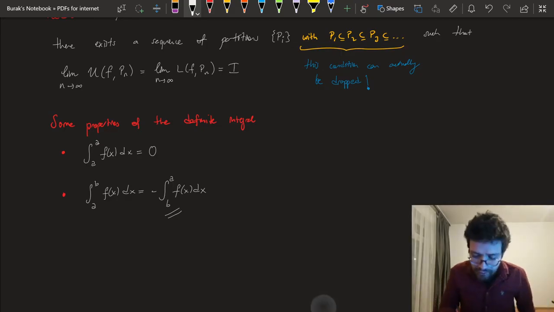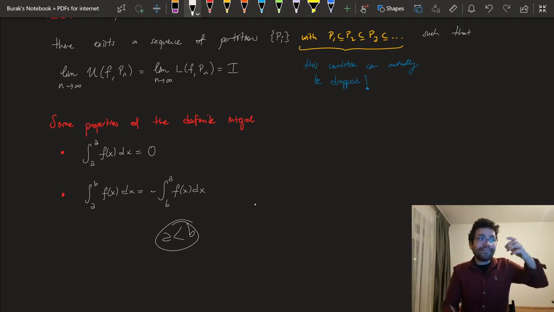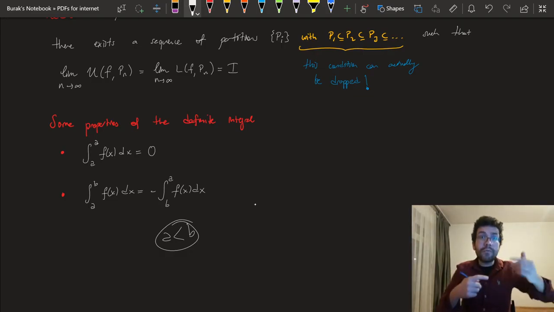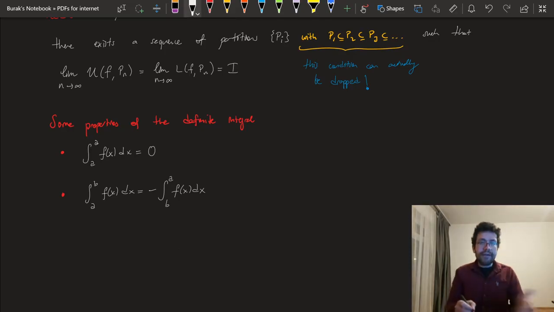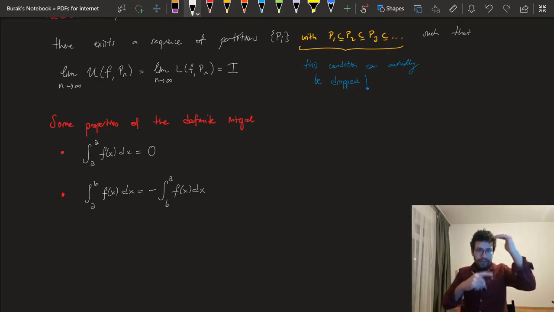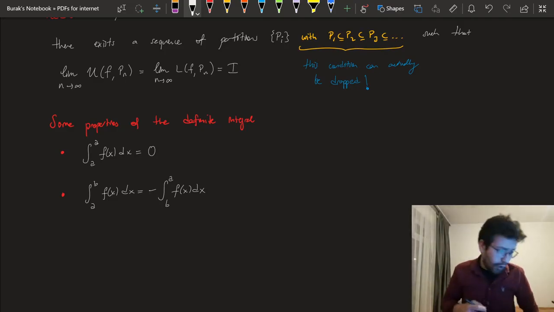For this reason, if you try to define the integral of a function from b to a, where b is bigger than a, you're going to get the value of the integral with an extra negative sign. This is why the integral of a function f from a to b is the same as the negative of the integral of the function from b to a. Okay, so if you extend the definition of a definite integral in such a way that you allow the lower limit of the integral to be bigger than the upper limit, then this will hold.